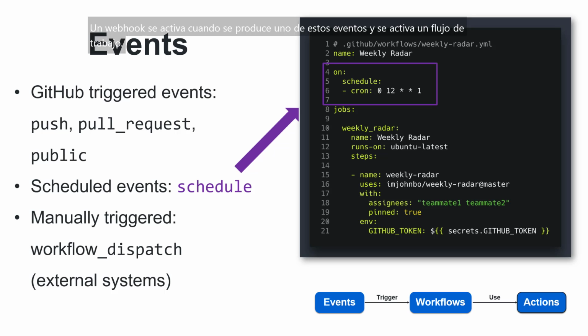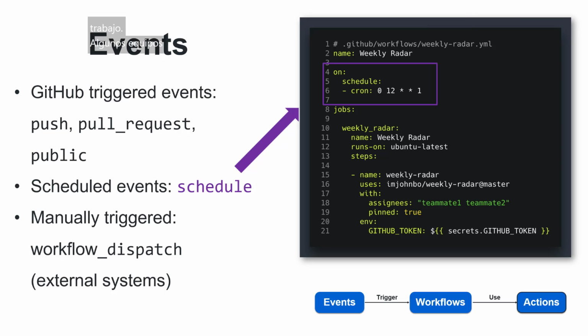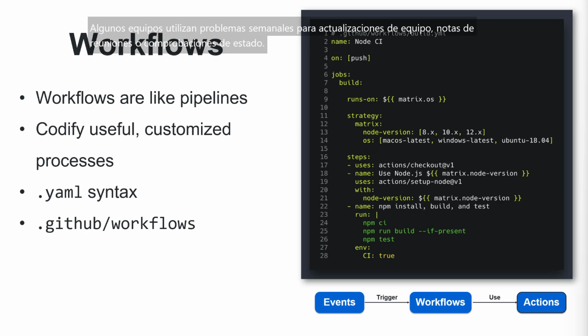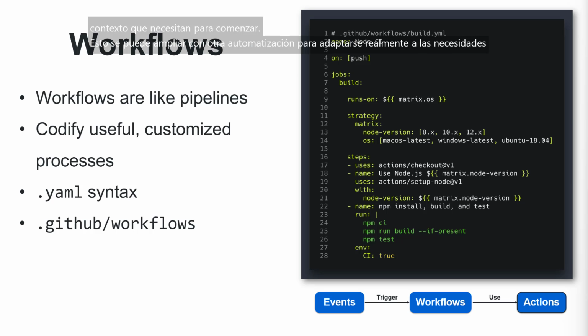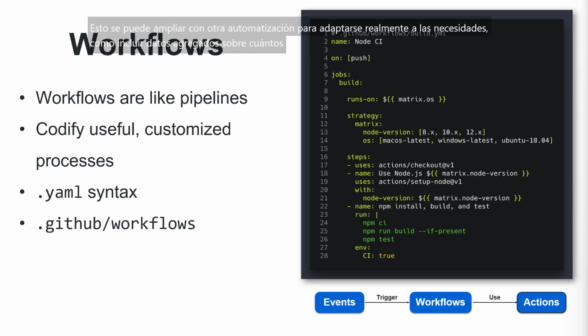Schedule. Some teams use weekly issues for team updates, meeting notes, or status check-ins. Cron jobs can open these issues from templates automatically and check to close them automatically if they are still open, so that when people wake up to their notifications on Monday morning, they see a notification and an already opened issue with the context they need to get started. This can be expanded with other automation to really fit the needs, like including aggregated data about how many issues are open in the backlog, or other project tracking mechanisms.